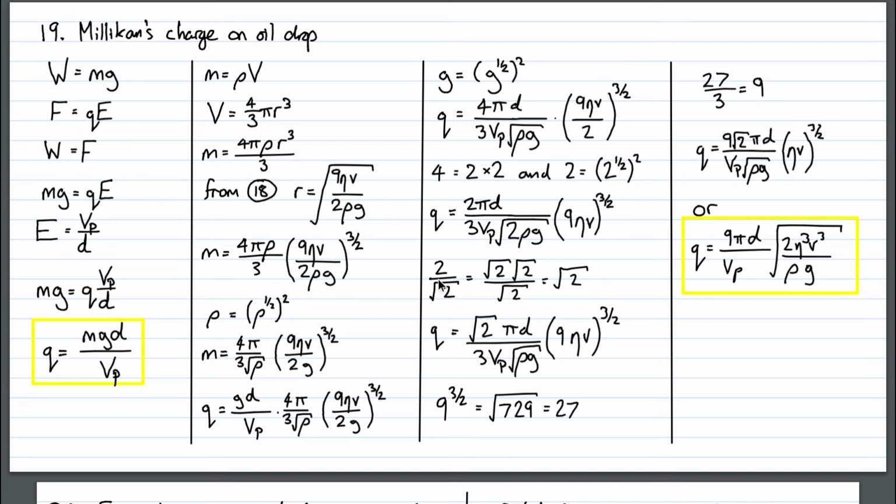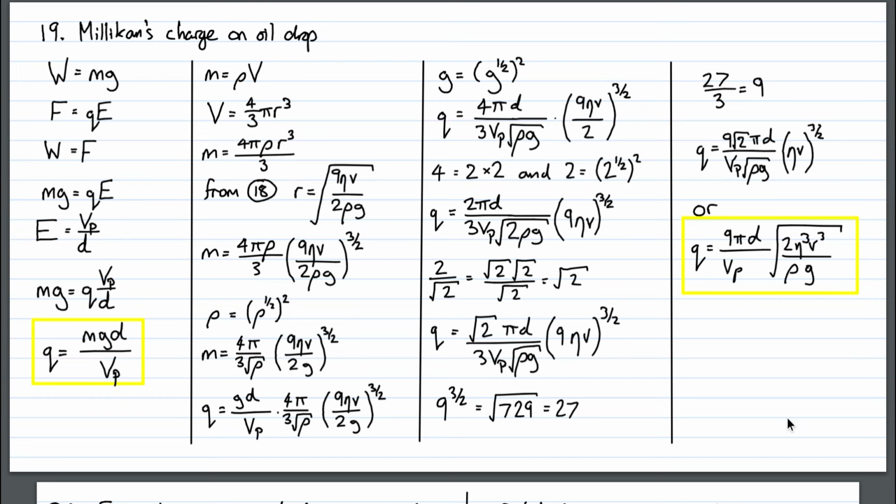Simplifying some of the numerical parts, I couldn't spot that 9 to the 3/2 was 27. I had to work it out slowly, and 27 over 3 was 9. And you simplify and you simplify and you simplify again, and you end up with an equation like this.